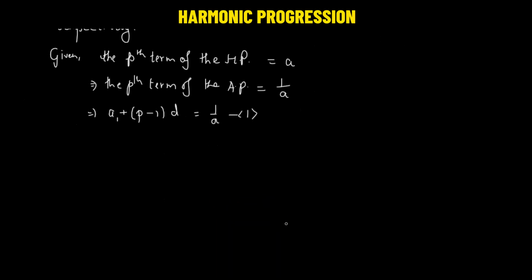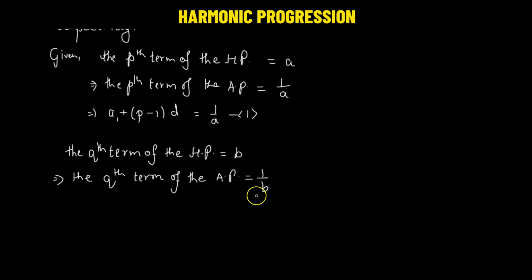Then we have the Q-th term of the HP with a value equal to B. So that means the Q-th term of the arithmetic progression will be 1 over B, such that we have A1 plus Q minus 1 times the common difference D equals 1 over B. Let this be equation number 2.